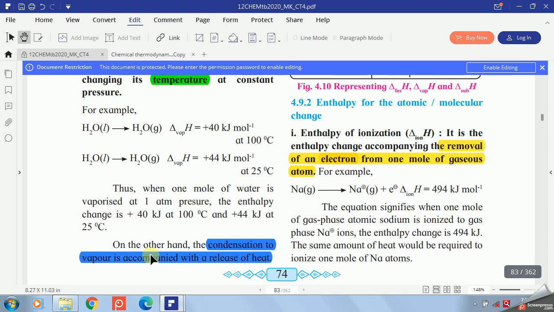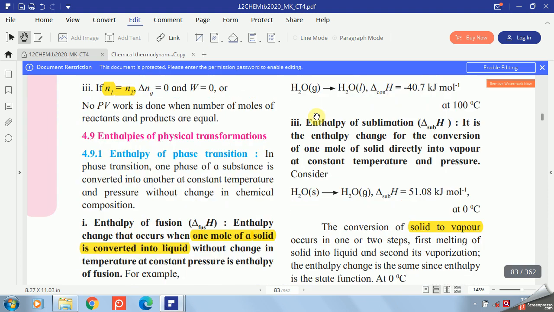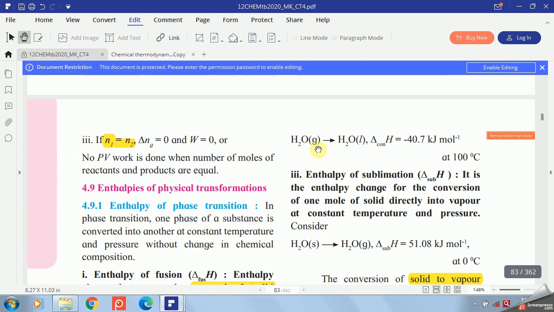Now what is the opposite process for vaporization? It is condensation. Vaporization is accompanied by heat absorbed. Now for the opposite process, heat is released. Only the sign will change, so your reaction becomes reversed. H2O gas gets converted to H2O liquid. So your word is condense, and it is minus 40.7 kilojoule per mole at 100 degree.